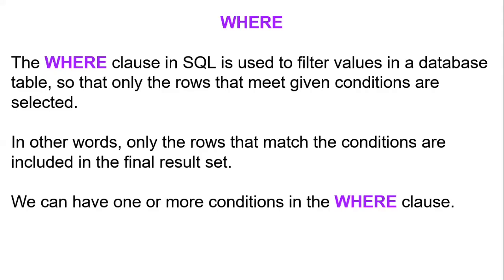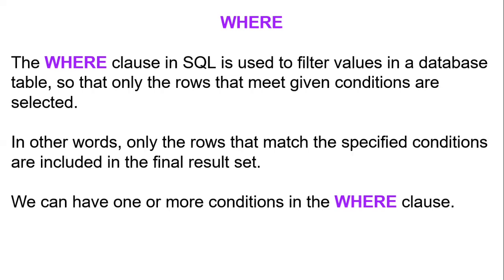Today, we're going to talk about the where clause. The where clause in SQL is used to filter values in a database table so that only the rows that meet given conditions are selected. In other words, only the rows that match the specified conditions are included in the final result set. We can have one or more conditions in the where clause.